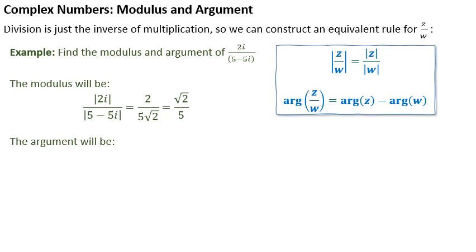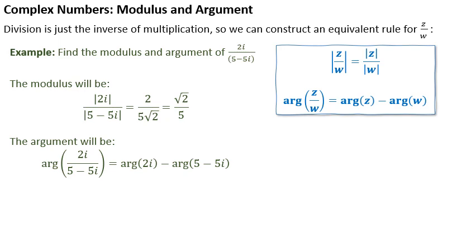For the argument, we've got to be a little bit more careful. It's easy to write this incorrectly. We need to make sure that when we find the argument of a fraction, we're finding the difference between the argument of the numerator and the argument of the denominator, but in the correct order. So arg of the numerator minus arg of denominator.